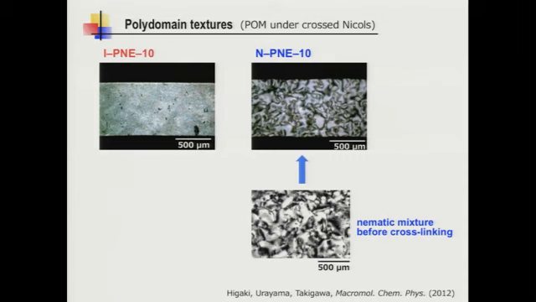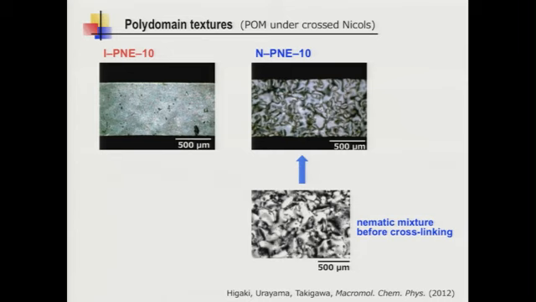Actually, this texture is qualitatively similar to the Schlieren texture of the nematic mixture before cross-linking. So this means the cross-linking effectively imprints the initial random director field in the elastomer matrix.